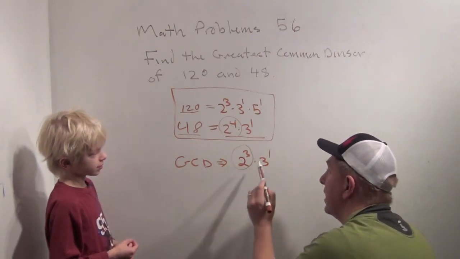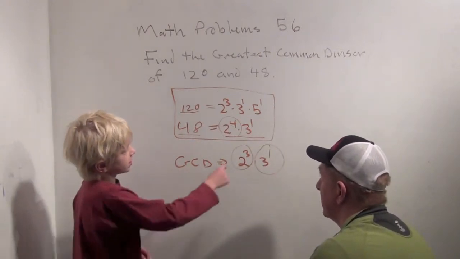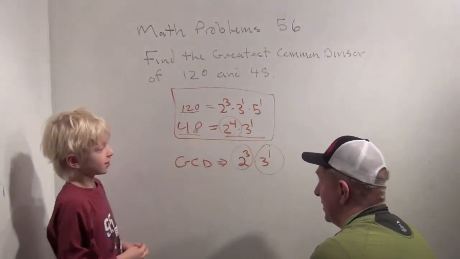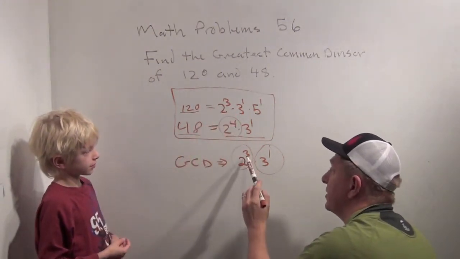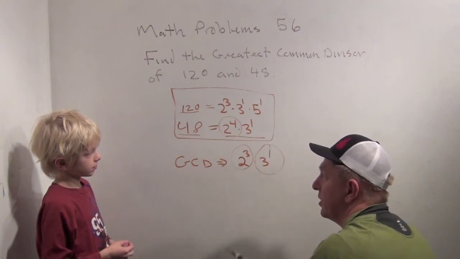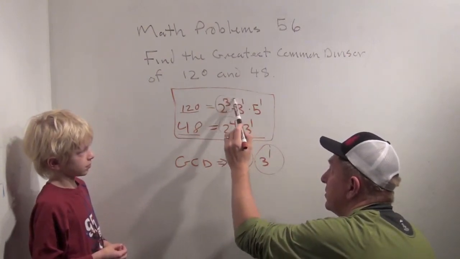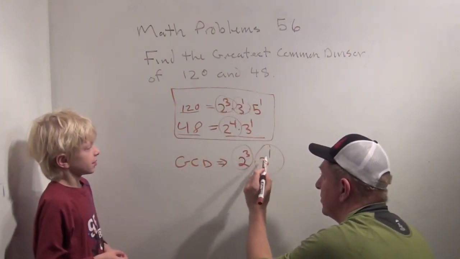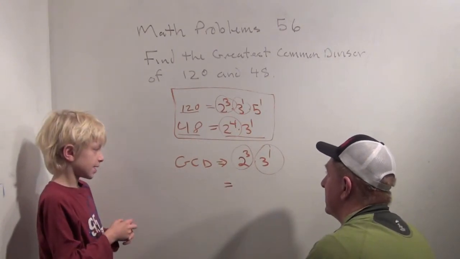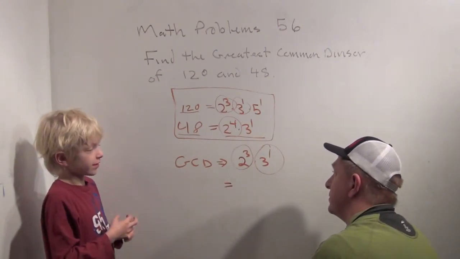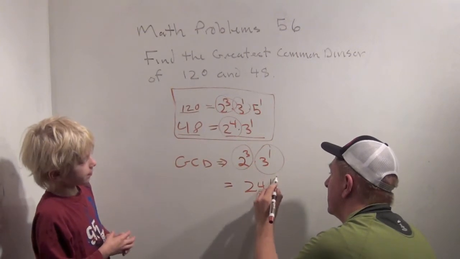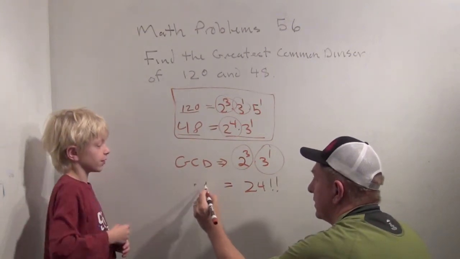Now how did you know you had a 3 to the 1? Because it was in both prime factorizations. So we take the smallest power of each prime that's in both prime factorizations: 2 cubed, 3 to the 1. Now what is 2 cubed times 3 to the 1? It's 8 times 3, which is 24. 24. There we go. Cool.